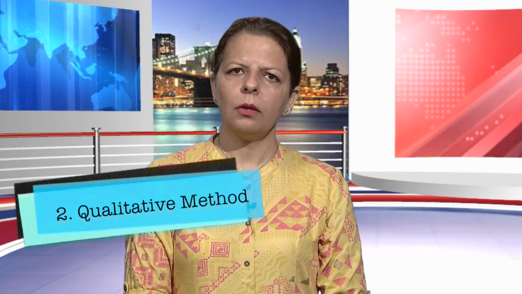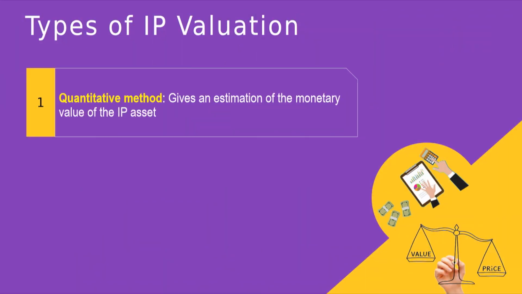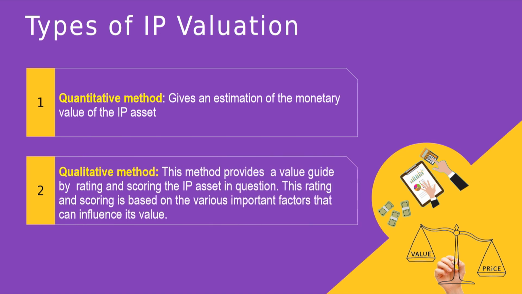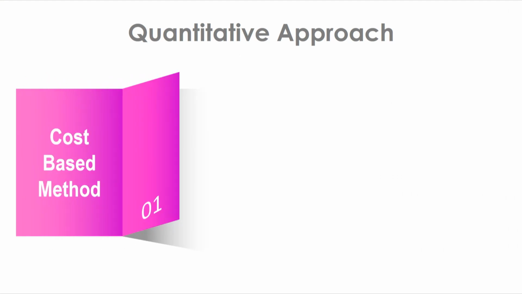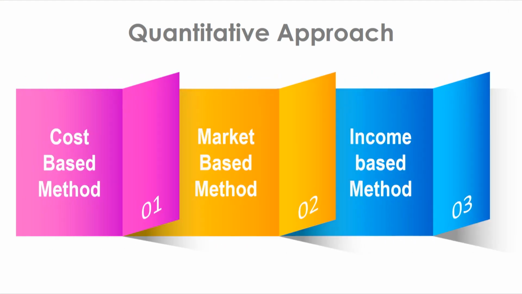Now, there are different types of IP valuations. These are divided into two types, quantitative method and qualitative method. Quantitative method gives an estimation of the monetary value of the IP asset, and qualitative method provides a value guide by rating and scoring the IP asset in question. This rating and scoring is based on the various important factors that can influence its value. Now, in the quantitative approach, we have three different methods: cost based method, market based method and income based method. Let us understand these three methods.